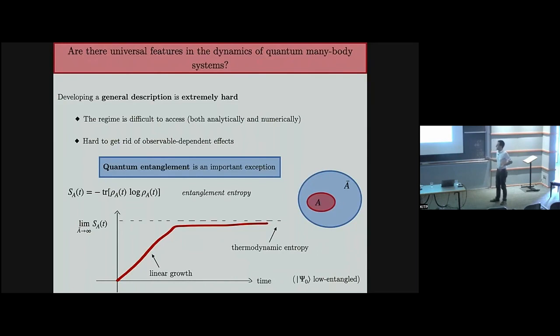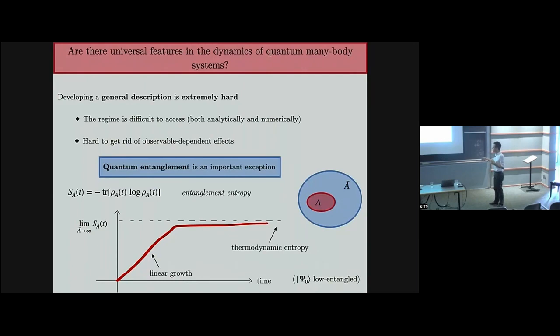Interestingly, this linear growth is observed in a very, very general setting. Essentially no properties of the dynamics are needed to have this linear growth. You can see this linear growth in integrable systems, and you can see it in chaotic systems. Essentially, in order to get rid of that, you need to do something very bad to your system. I don't know, you have to introduce a lot of disorder or to cut it.